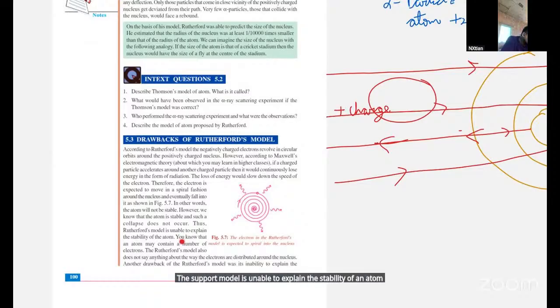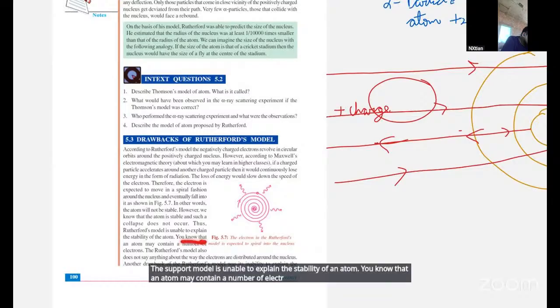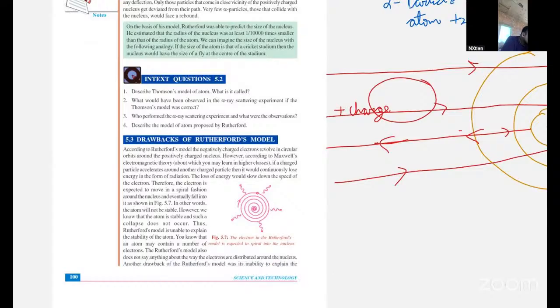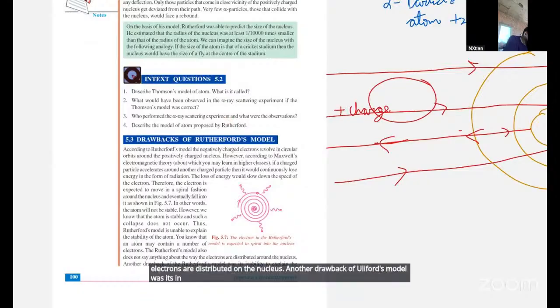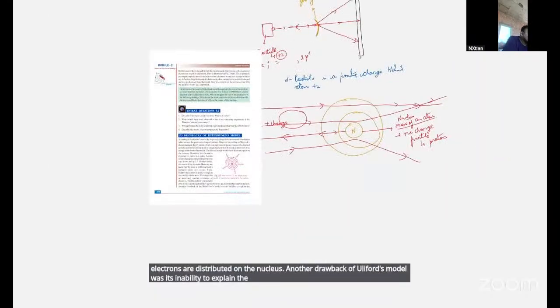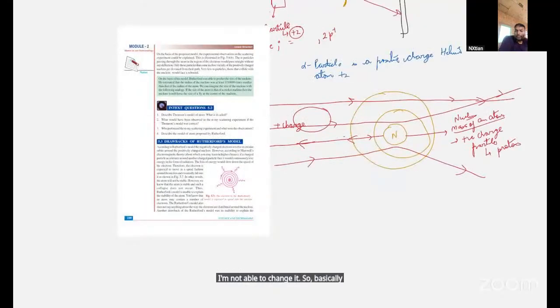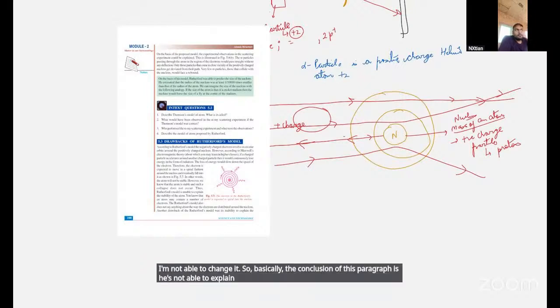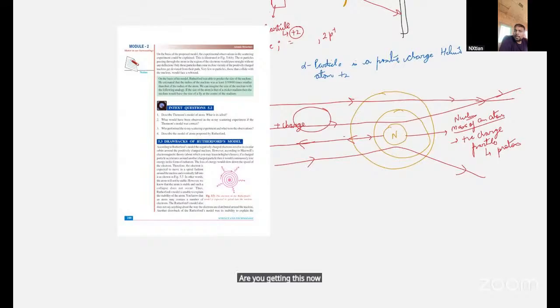You know that an atom may contain a number of electrons. The Rutherford model also does not say anything about the way electrons are distributed around the nucleus. Another drawback of Rutherford's model was its inability to explain the... So basically, the conclusion of this paragraph is he's not able to explain the arrangement of electrons. He's not able to explain the movement of electrons or how the electrons are arranged. Simple as that. Are you getting this now? Any doubt? No, sir.